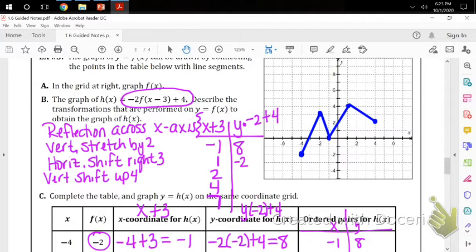The next y value was 0. So 0 times negative 2 is 0, plus 4 is 4. My next y value was 4 times negative 2 is negative 8, plus 4 is negative 4. And then my last y value there is 2 times negative 2 is negative 4, plus 4 is 0. And so write out your ordered pairs, or put it in a table there at the end, and then let's graph that.